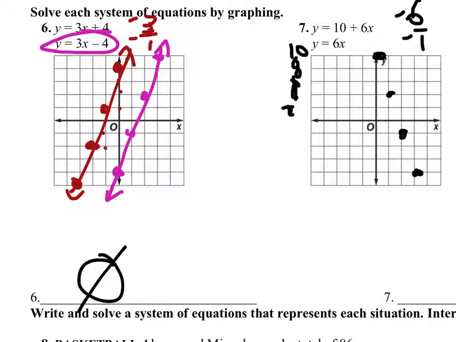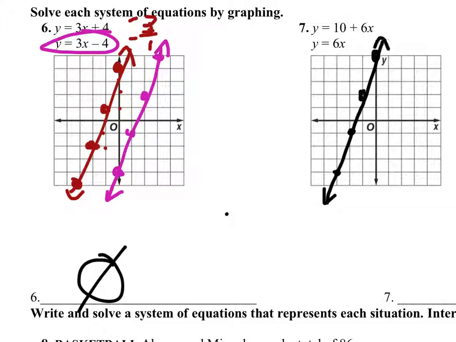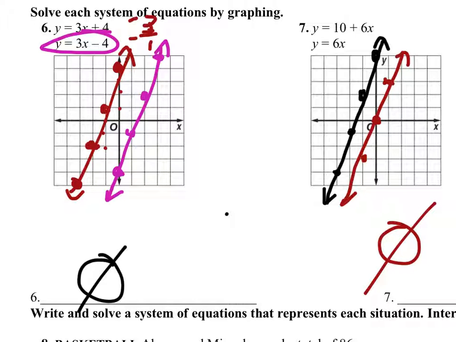Oh, yes, thank you. All right. So that gives us this line right here. And then we got this other one where the y-intercept is 0. Up 6 to the right one, up 6 to the left. Oh, this one has the same problem. They're both parallel. No solution.